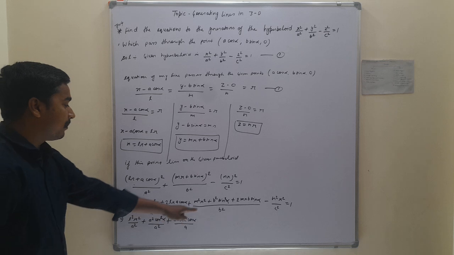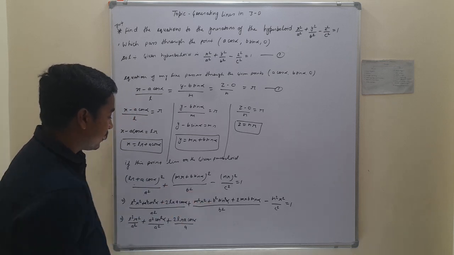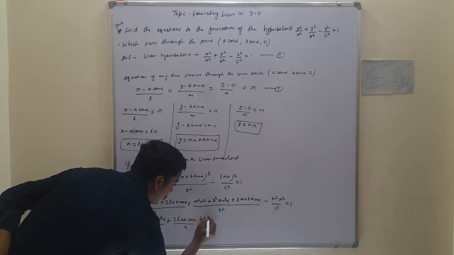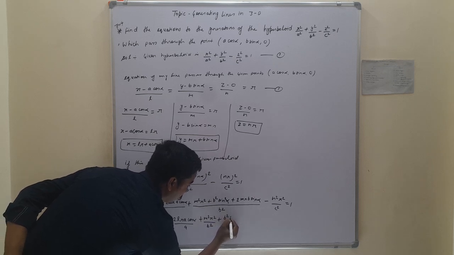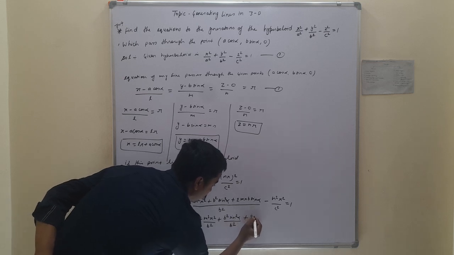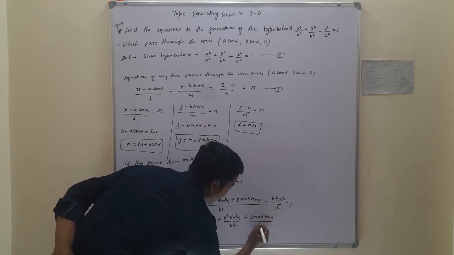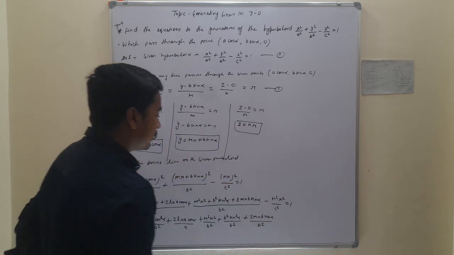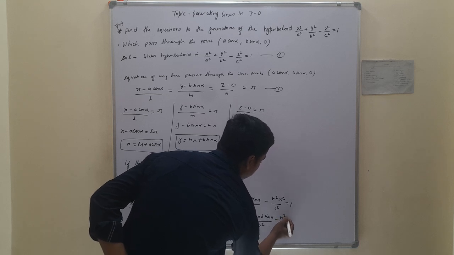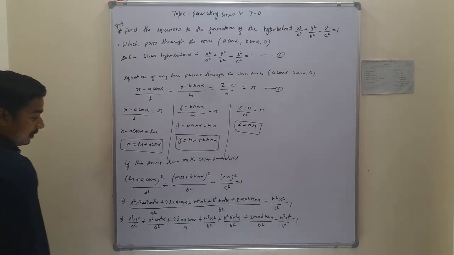Similarly, each numerator is taken upon b square. This gives plus m square r square upon b square plus b square sin square alpha upon b square plus 2mRb sin alpha upon b square, and minus n square r square upon c square is equal to 1. From here we have to cancel out the terms.